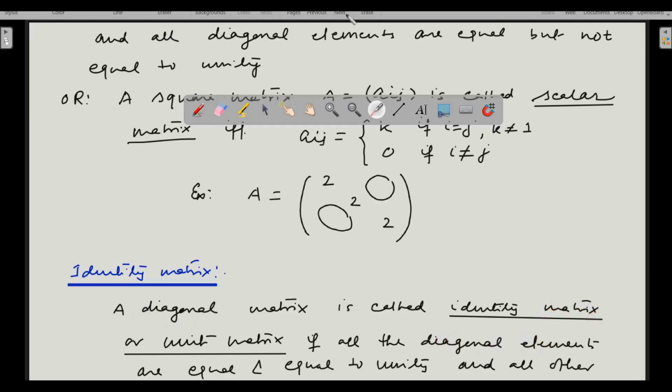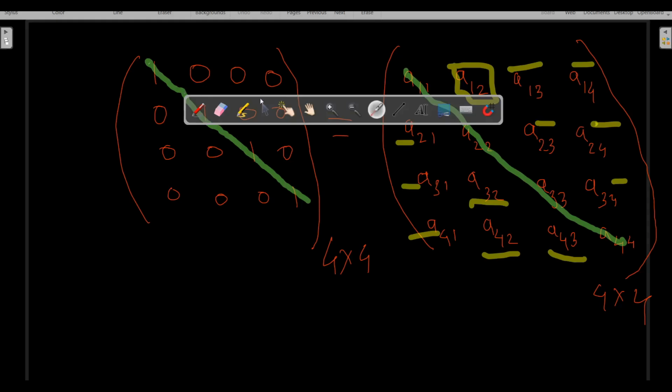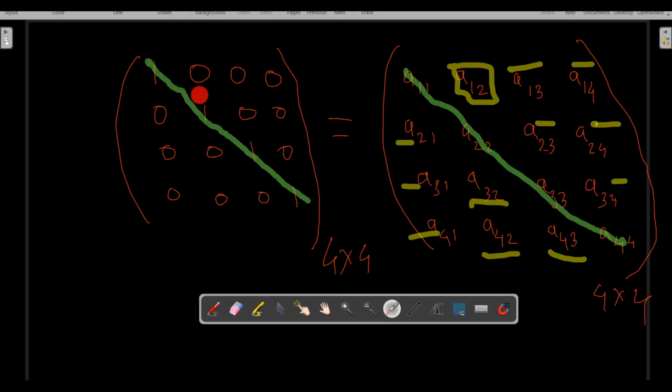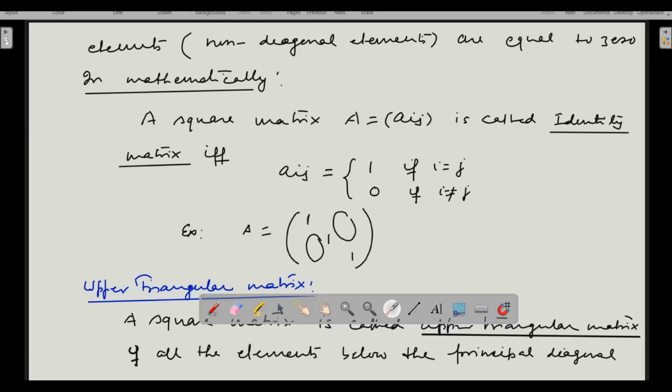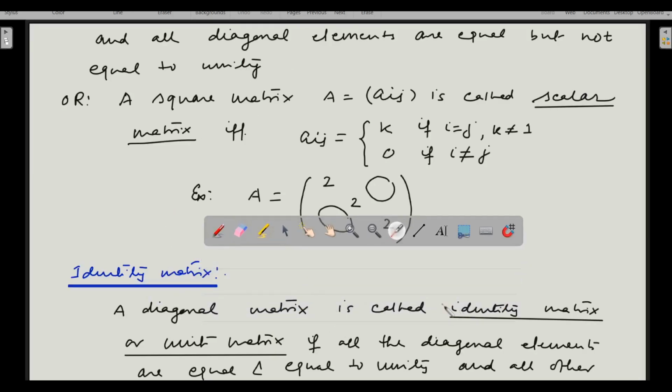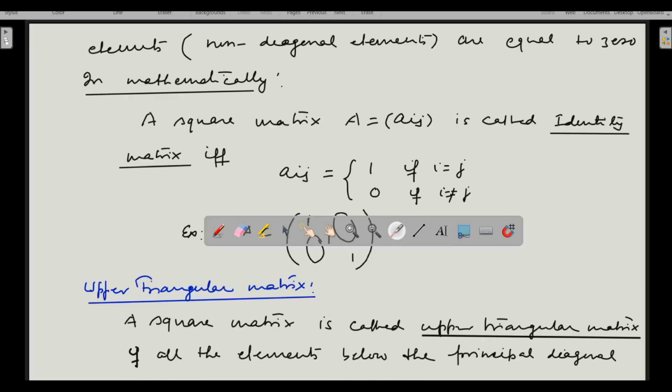So clearly it is a diagonal matrix, because only diagonal elements are there. Other elements are 0. So a diagonal matrix is called identity matrix or unit matrix if all the diagonal elements are equal and equal to unity.